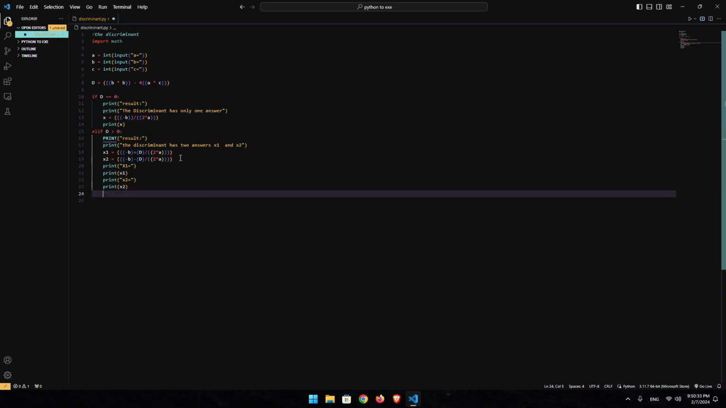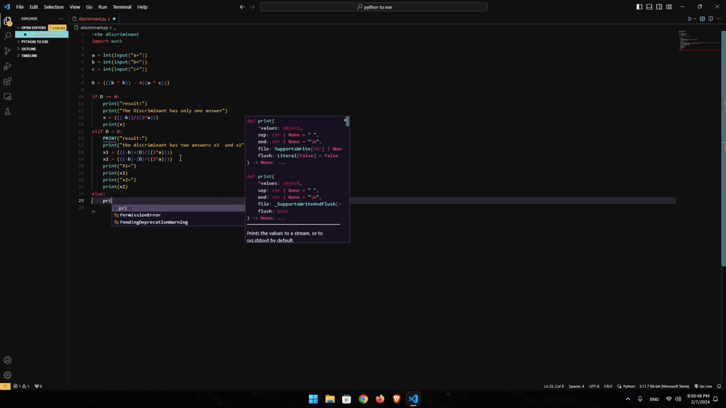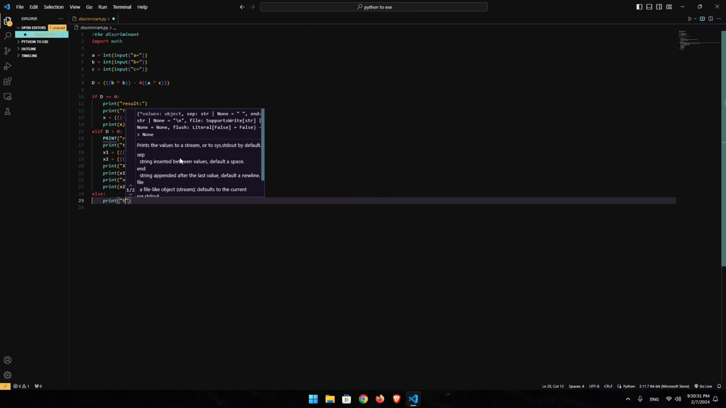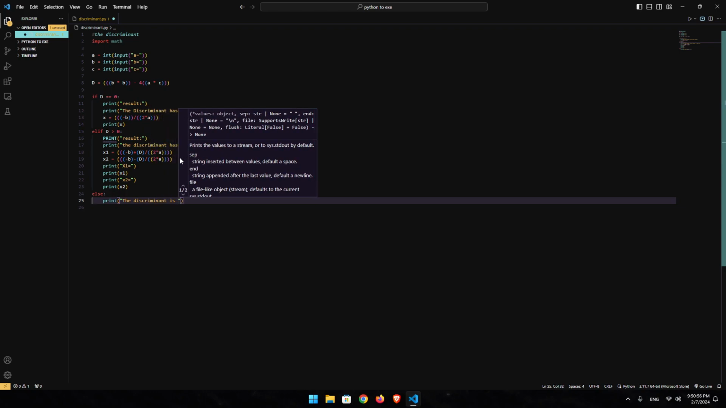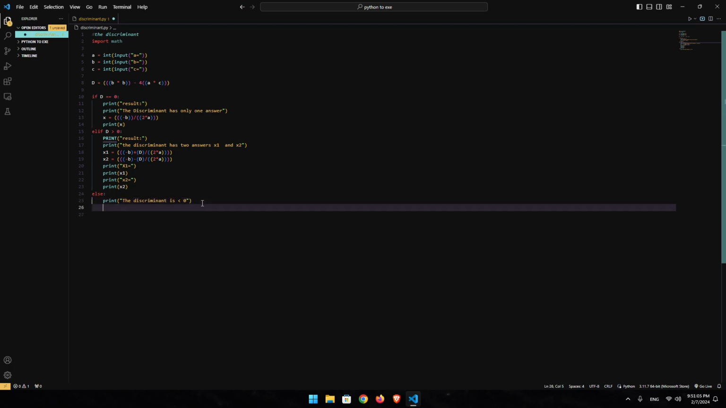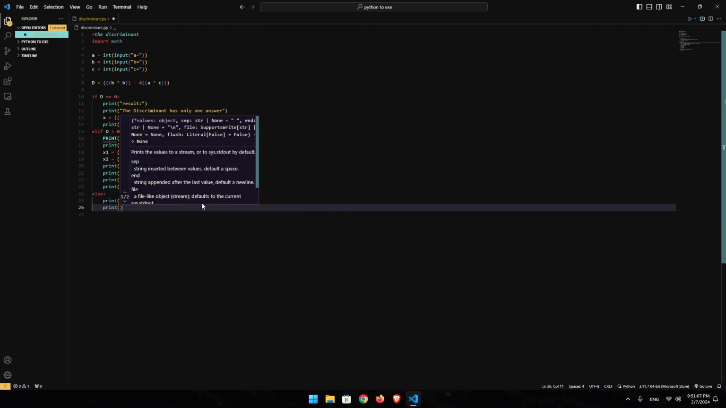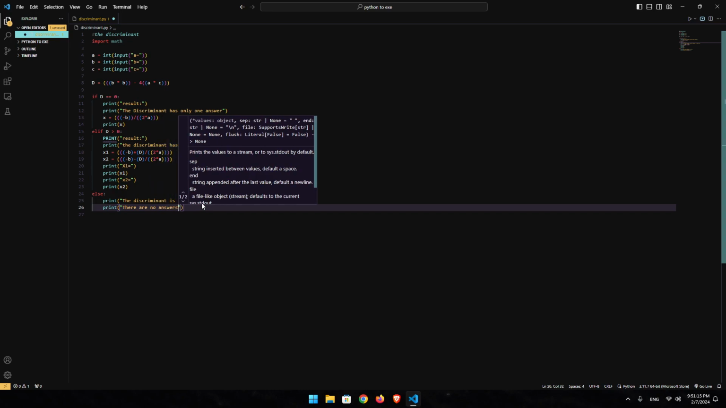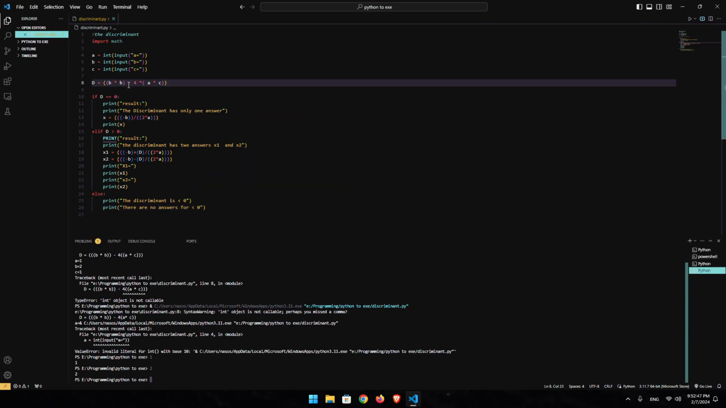Then else gonna print the discriminant is below 0, and we're gonna print there are no answers for less greater than 0 is the correct form.